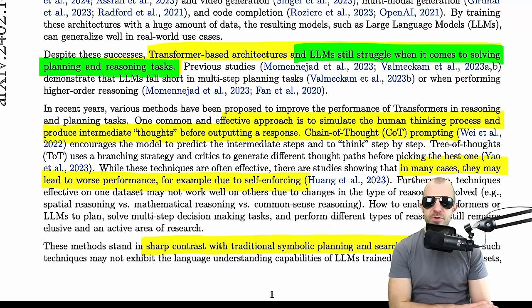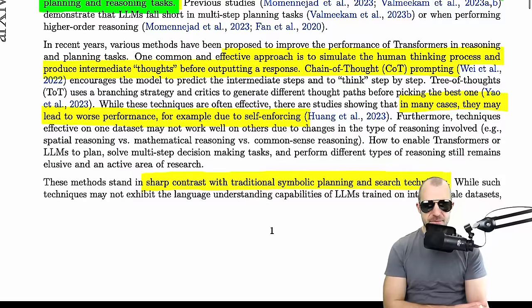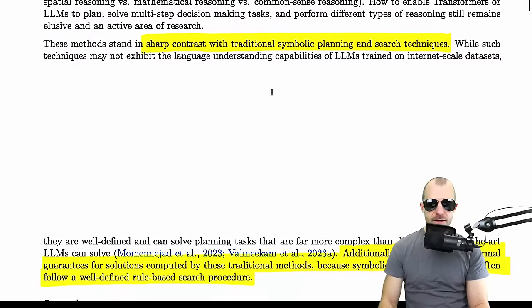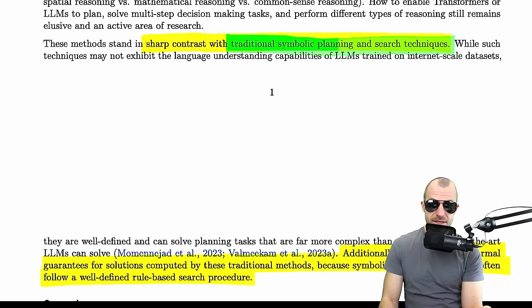People have tried chain of thought and tree of thought and whatnot, but they're more crutches than anything else. And they say in many cases, these techniques lead to worse performance, for example, due to self-enforcing. On the other hand, existing traditional planning and search techniques usually work really well, right? We have everything from simple to sophisticated planning algorithms. If you give them a planning problem, and you define the planning problem in the form of a graph, right?